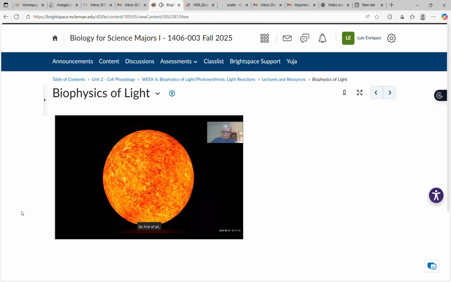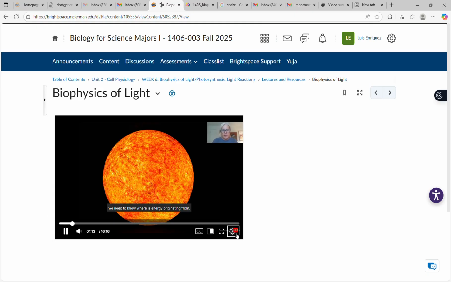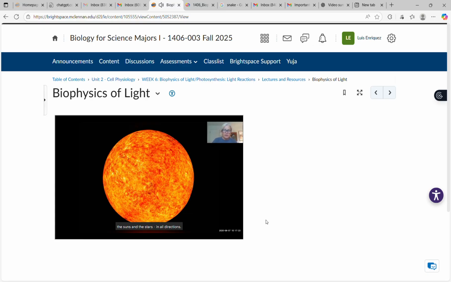So first of all, we need to know where is energy originating from. And it is coming and streaming through the universe from the suns and the stars in all directions. And as it's moving through space, it hits an object. About a third of it is immediately reflected back into space. Most of the rest of that energy that hits Earth is in an unusable form. No organism can use sunlight to fuel their metabolism. And so most of the rest of it just heats the Earth.